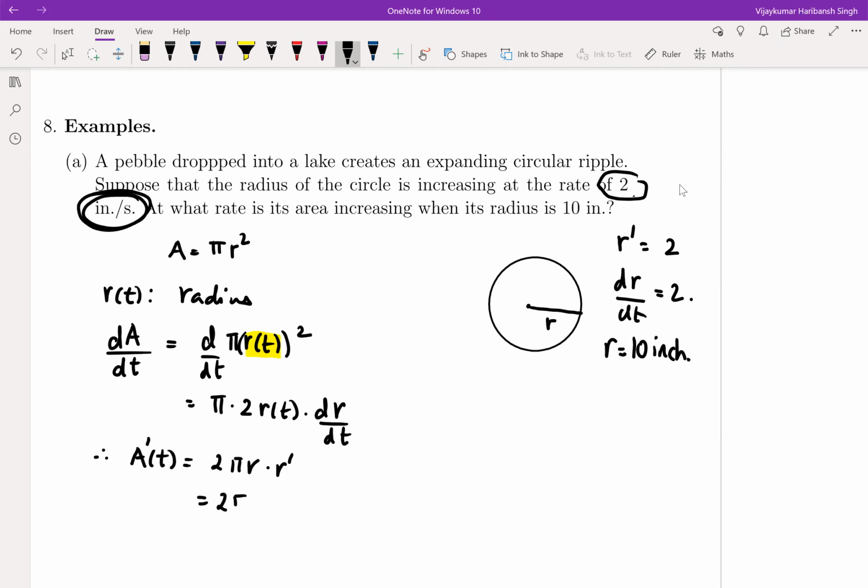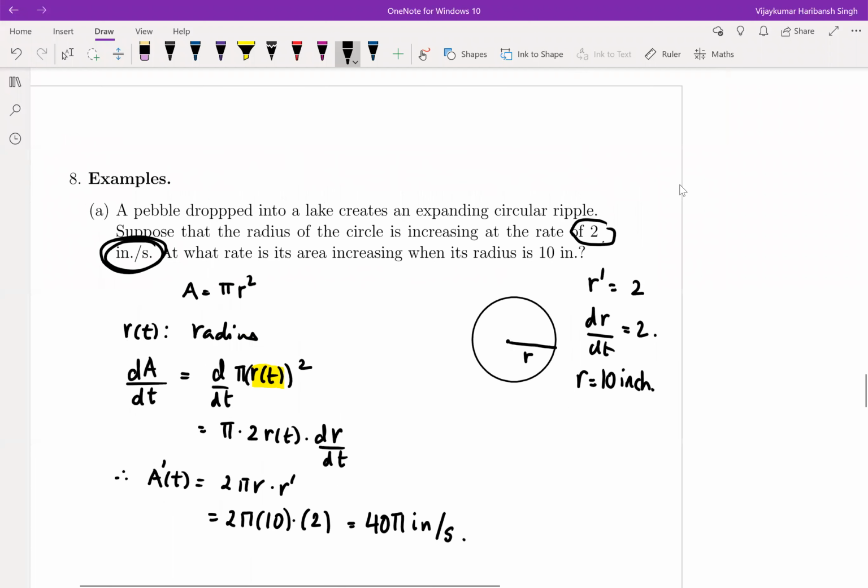So you get 2 pi times 10 multiplied by r prime, which is 2. So this is going to be 20, 40 pi inches per second. So this is how the area is expanding, right?